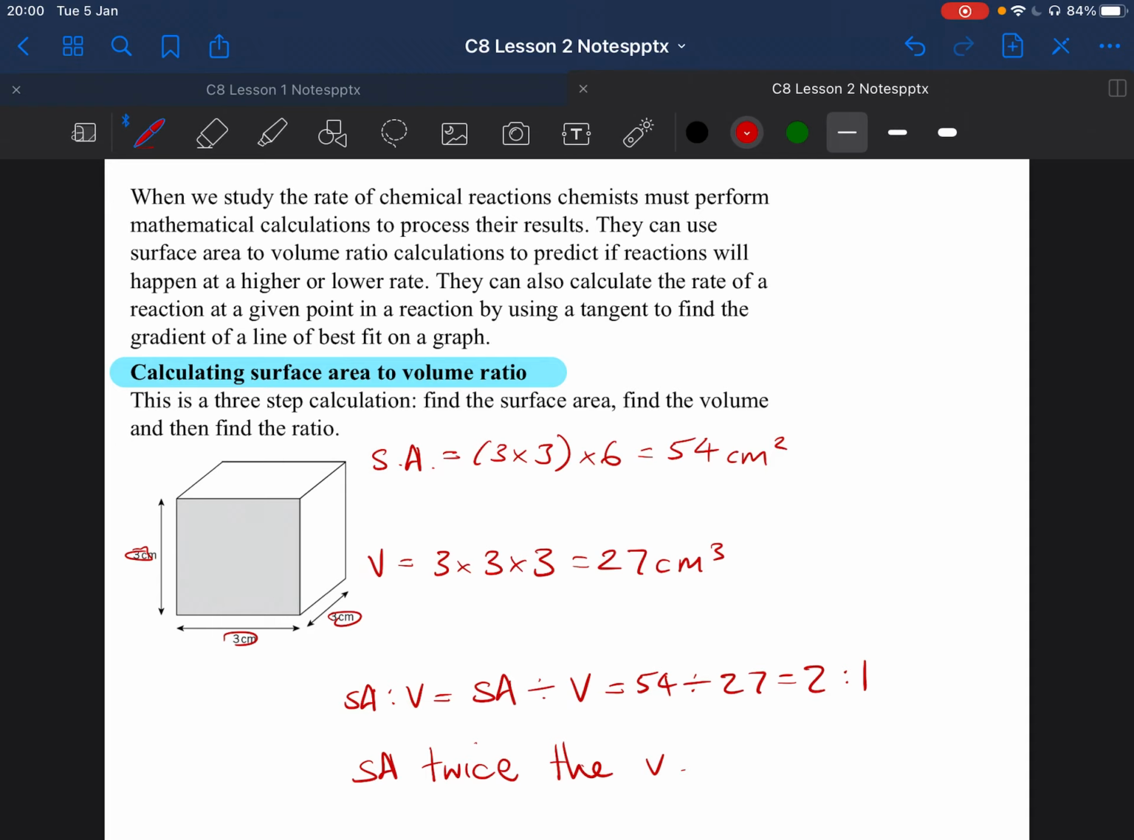This is actually a skill that's transferable between chemistry and biology, because for some of your biology questions, you may be asked to calculate the surface area of a cell or the surface area to volume ratio of a cell, so you can work out whether or not a surface and its transfers works.